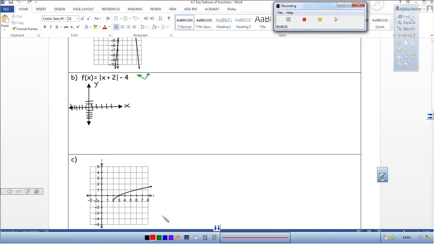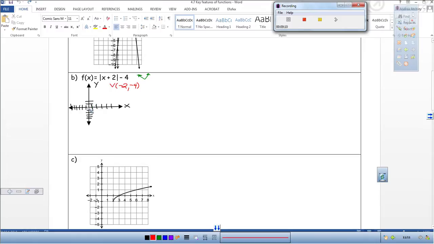Okay, I need to identify my vertex. Jasmine, what's my vertex here? Negative 4 is the y value. What about the x value? Change the sign to make it negative. Okay, just like with parabolas. You change the sign inside the absolute values.